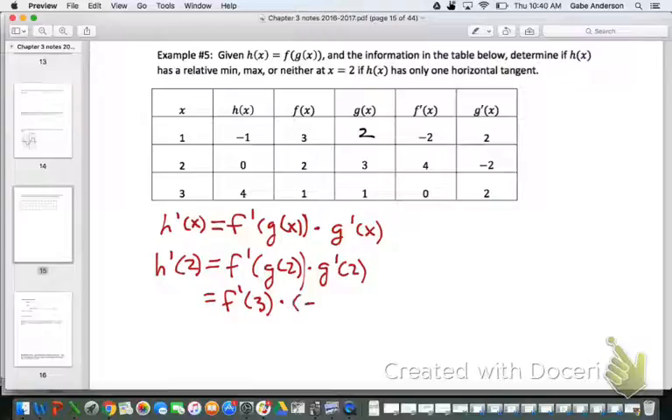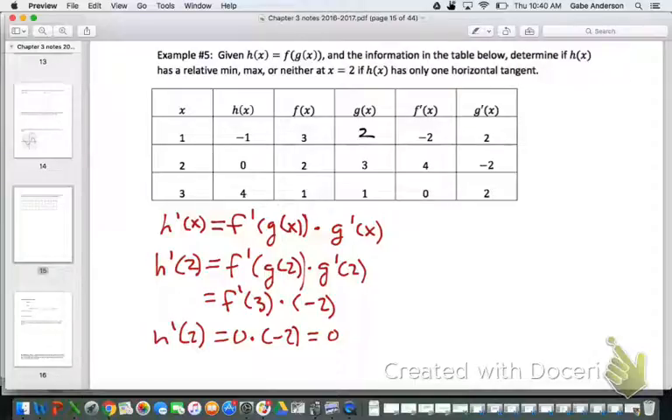And then how about f prime of 3? And that's the key, right? So h prime of 2 equals 0 times negative 2, which is equal to 0. So what does that mean? I think it's always important to ask ourselves, who cares? What does it all mean? That just means that the slope is 0. The slope of h is 0 at 2, making 2 a critical number, right?